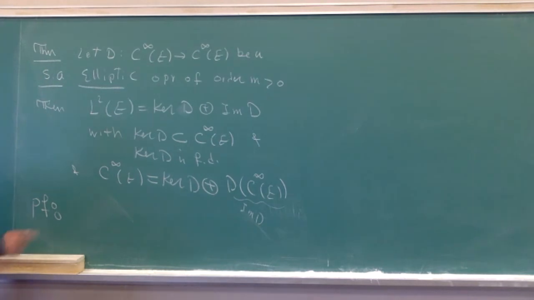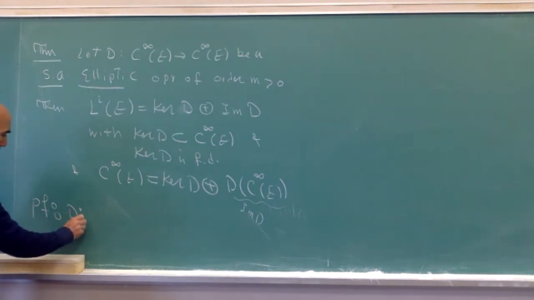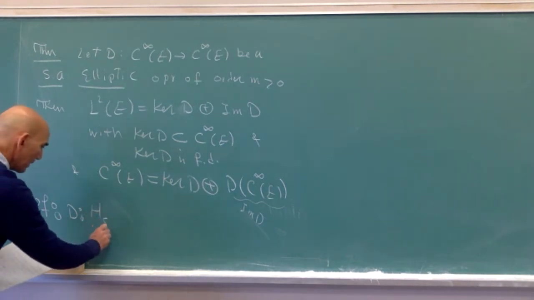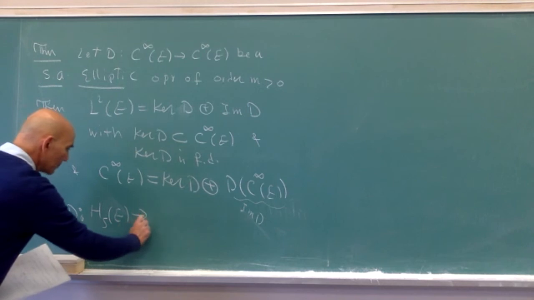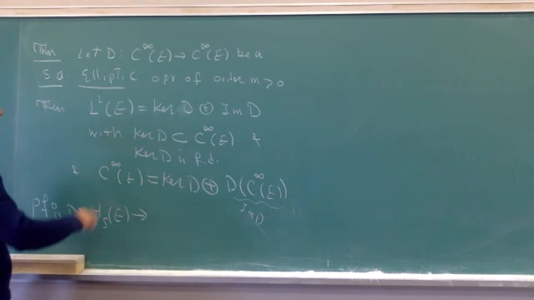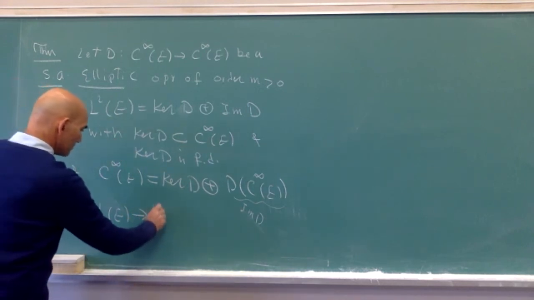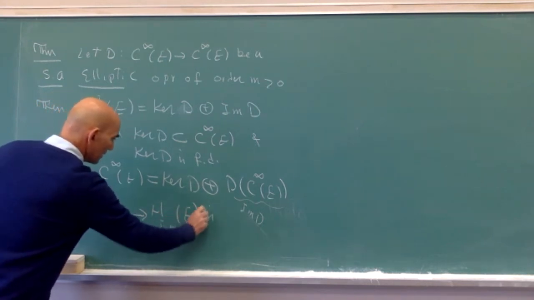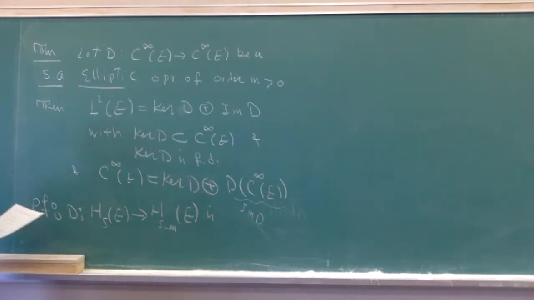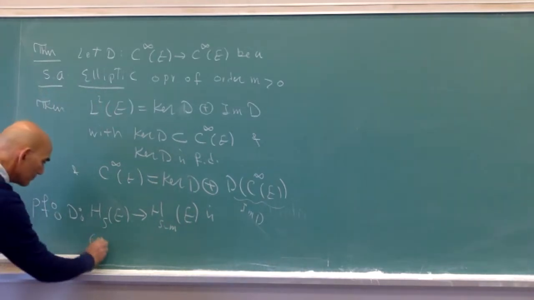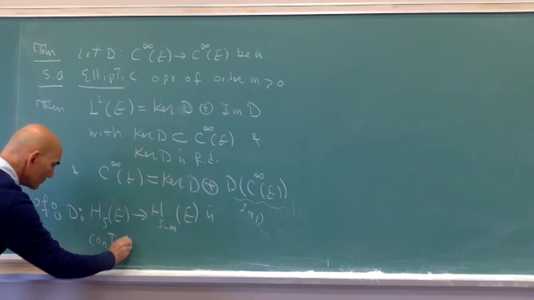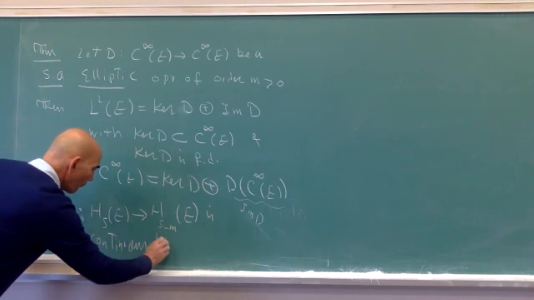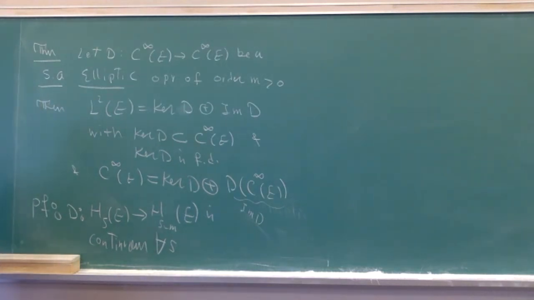So first of all, this D, of course, is a bounded, continuous function from H^s of E to H^(s-m) of E, for all s, of course, as we know.